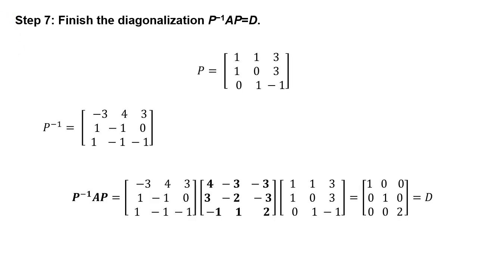The seventh step is to compute the diagonal matrix D using the equation P inverse A P. P is given as 1, 1, 0, 1, 0, 1, 3, 3, minus 1. When we take the inverse of P, we get minus 3, 4, 3, 1, minus 1, 0, 1, minus 1, minus 1. So this is P inverse, this is A, and this is P. When we multiply all these three matrices, we are going to get 1 0 0, 0 1 0, 0 0 2, which we defined earlier with the eigenvalues, that is equal to D.